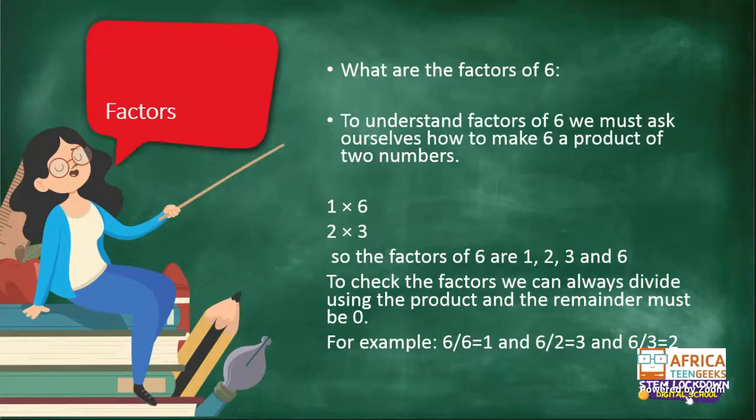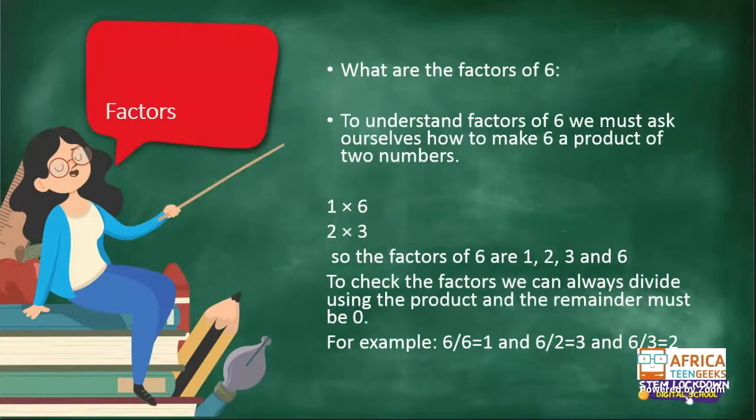So to check the factors, we can always divide using the product, and the remainder must be 0, right? For example, to check if 1 is really a factor of 6, we'll say 6 divided by 6, because we have 1 multiplied by 6, and the answer is 6. Remember, when we're doing an inverse, you start with the product, meaning you start with the answer, okay? So when you say 1 multiplied by 6, the answer will equal 6.